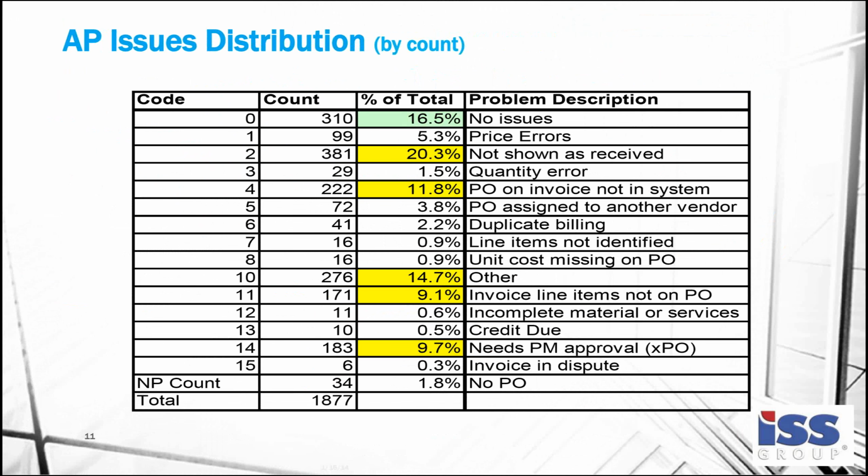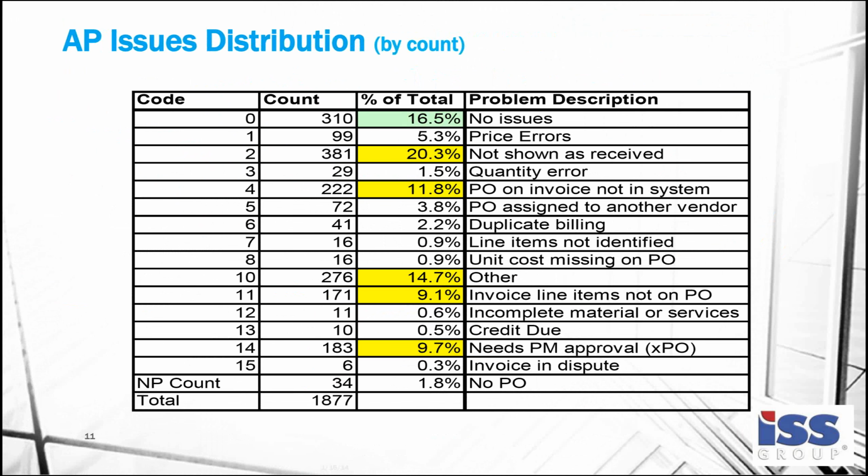16.5%. So what's the problem? 20.3% not shown as received, meaning what's on the purchase order is not what has been received referencing that purchase order. So somebody got it wrong, either the supplier when they sent the invoice in, or the purchasing department, or the requisitioner, but somebody got it wrong.